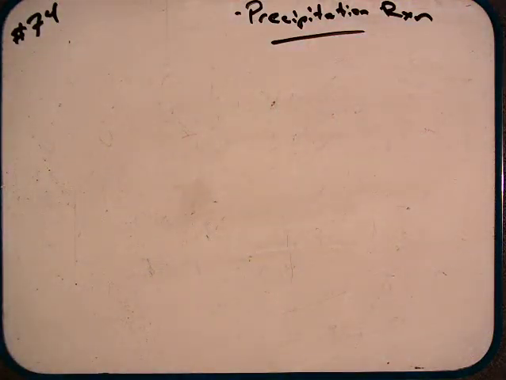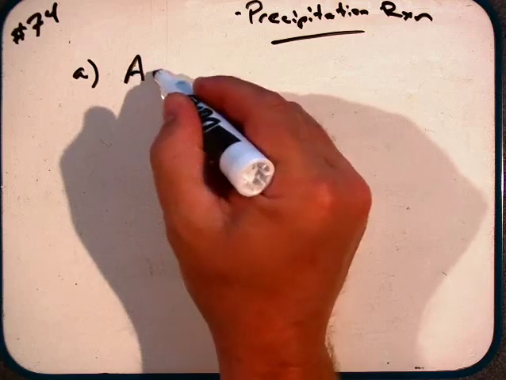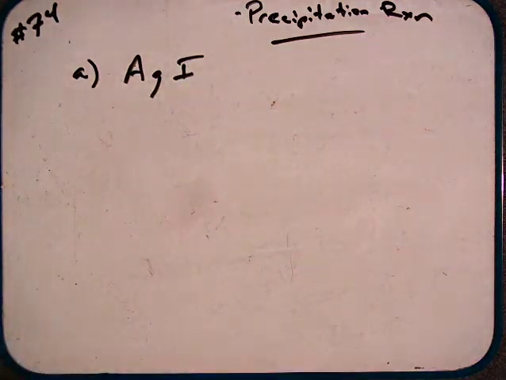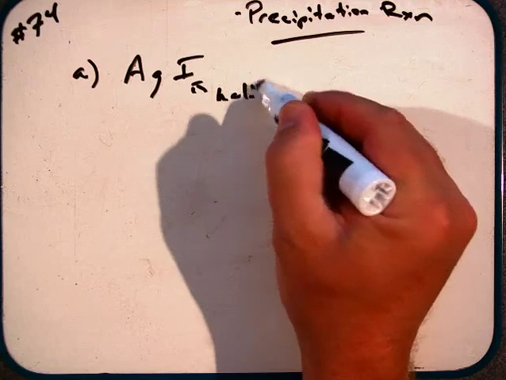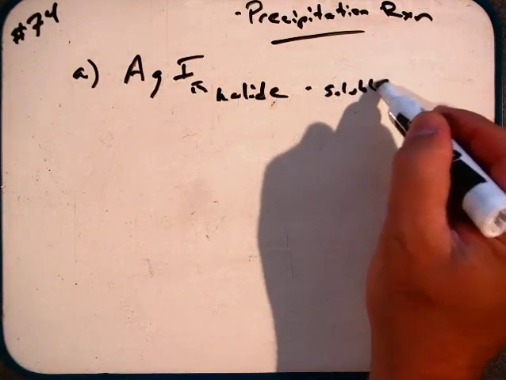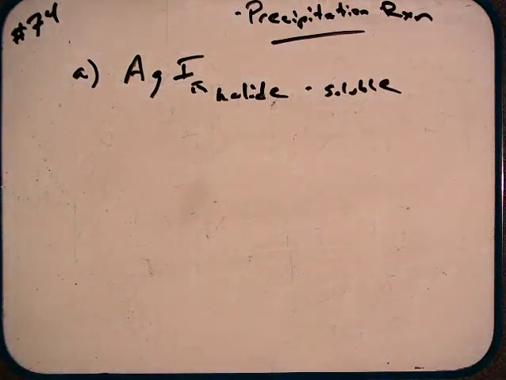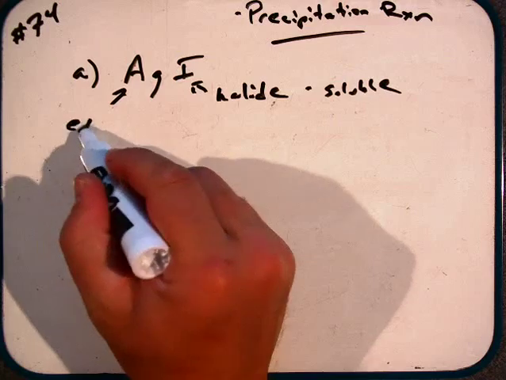Here we're not writing the reaction, we're just simply looking at an ionic solid and determining whether it is soluble or not in water. And so here we have silver iodide. Silver iodide contains a halide. Halides are soluble, but there are exceptions to the halides, and this is one of them.